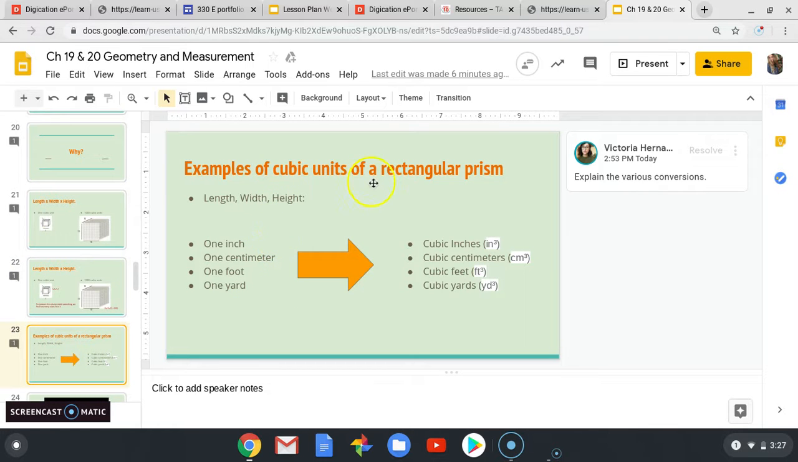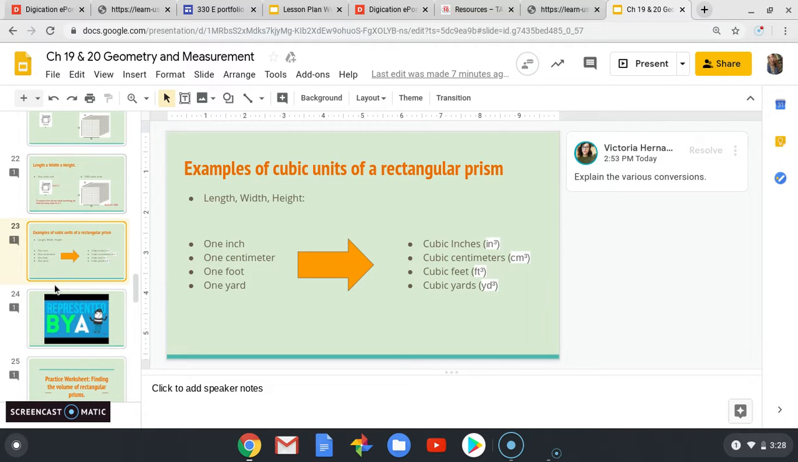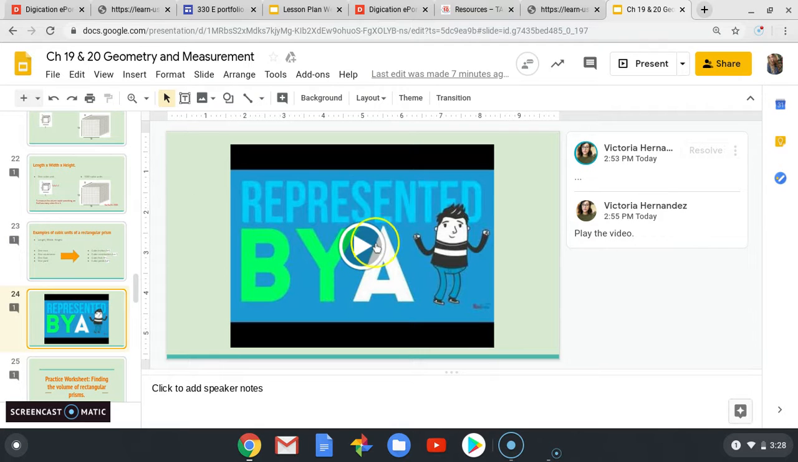Here's some examples of cubic units of a rectangular prism. 1 inch would be cubic inches, to the 3rd power. 1 centimeter, cubic centimeters, to the 3rd. 1 foot, cubic feet, to the 3rd. And 1 yard, cubic yards, to the 3rd. Now right here is a great song that would help you remember volume.